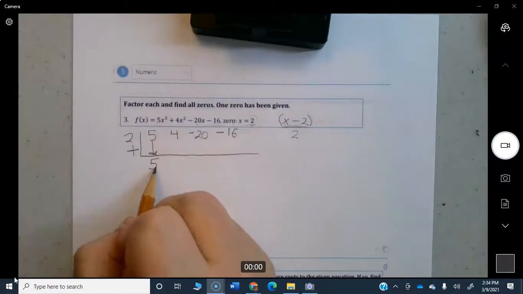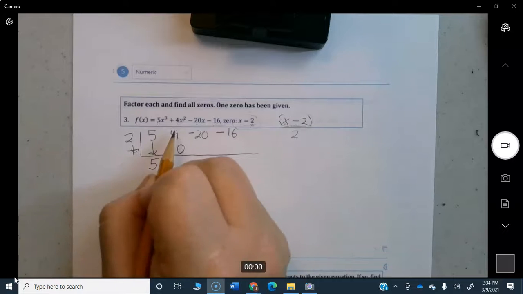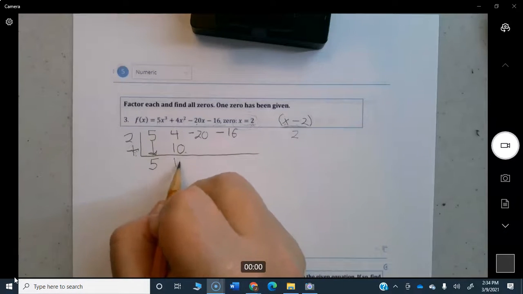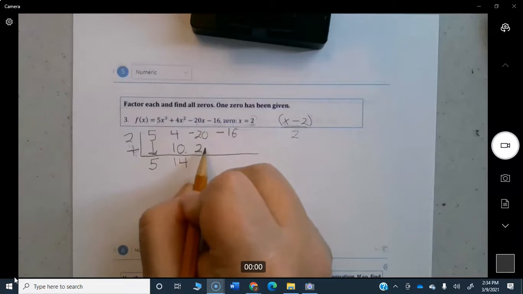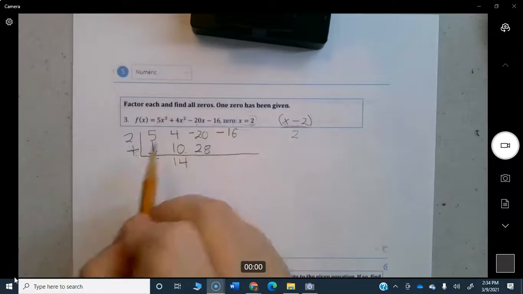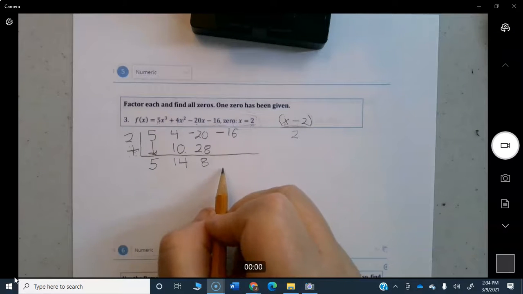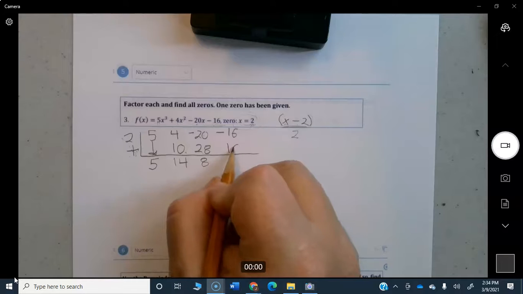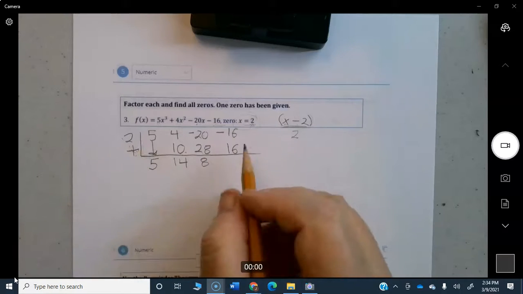Now it's 2 times 5 is 10. Now you add, that's what the addition is. All these are additions. 4 plus 10 is 14. 2 times 14 is 28. Negative 20 plus 28 is 8. 2 times 8 is 16. Negative 16 plus 16 is 0.